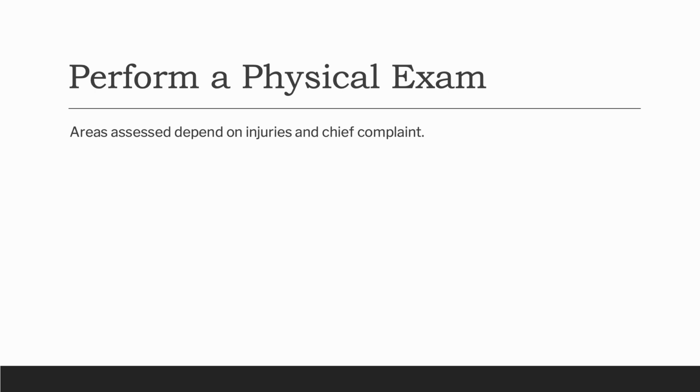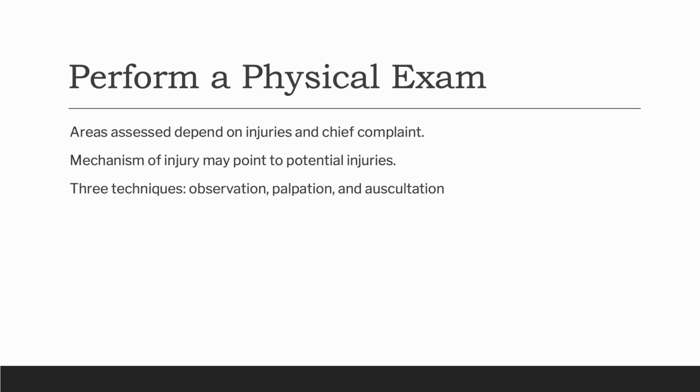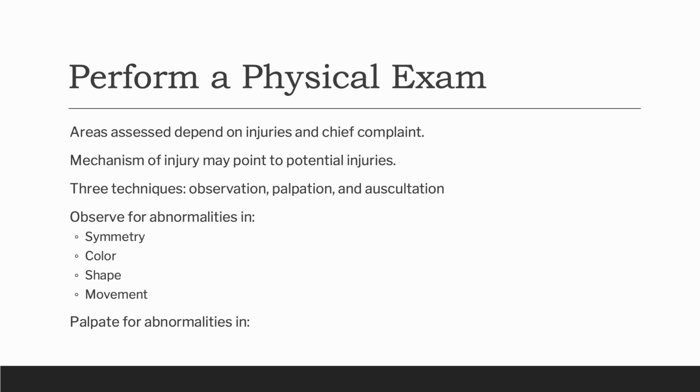For a physical exam, areas assessed are going to be based on the complaint or injuries. Mechanism may point to potential injuries as well. So we're going to use those three techniques again: observation, palpation, and auscultation. Observe for abnormalities and symmetry. So do both sides of the chest move equally? Are both arms the same length? Do they look the same? Color. So do both hands have the same pinkish pale color, or is there one purple, one white? Shape. Does it look the same as the other one? Do they move the same? Palpate for abnormalities in shape and temperature.